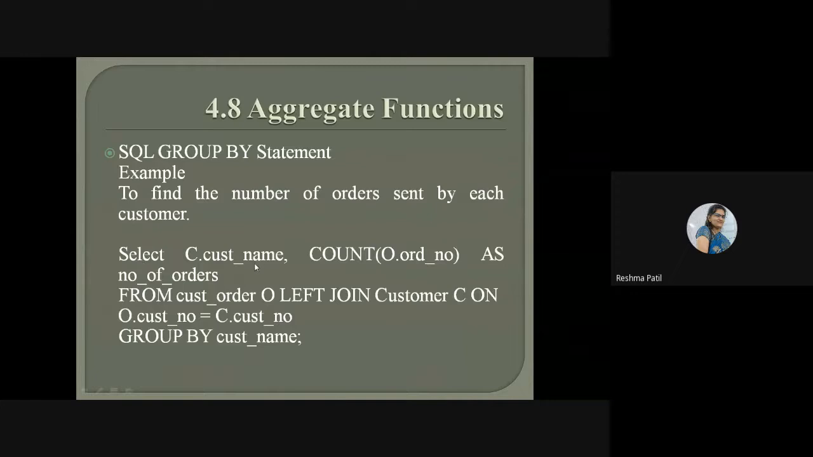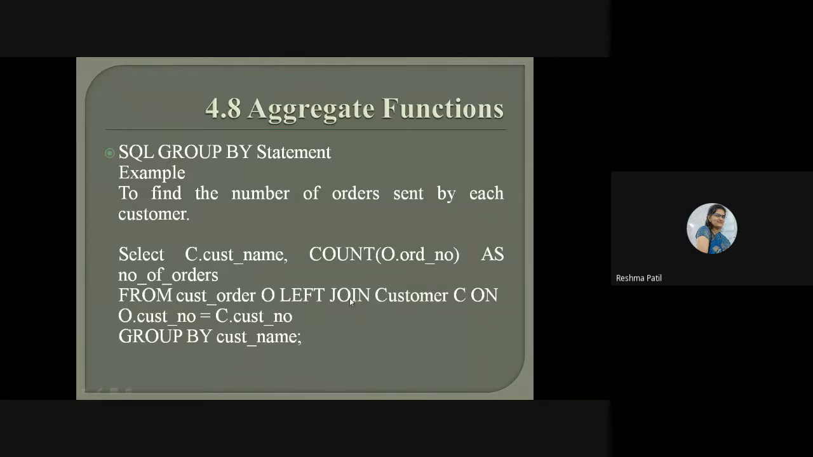Select customer number, count of order number. On order number we are going to apply this count for each customer, as number of orders, which is the header name for the output result table. From table name, here it is customer order. O is the nickname for this customer order table. Here we are using a left join. We have seen various joins also, left join, right join. So from these, here we are using the left join.